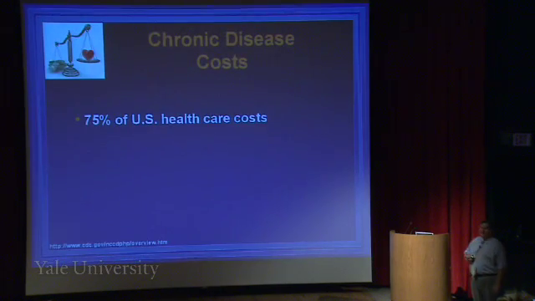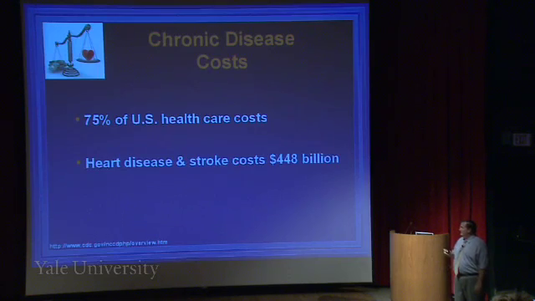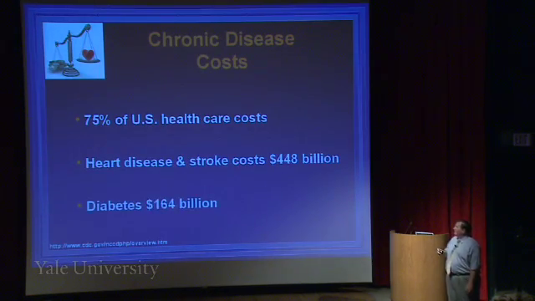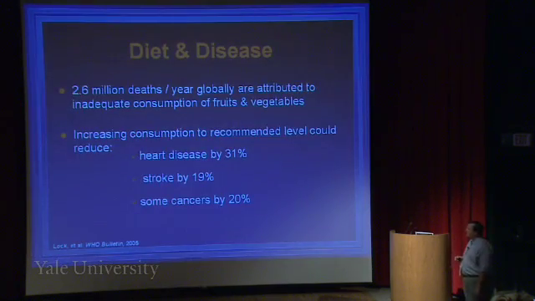I don't get too much into healthcare costs, but these numbers are really pretty impressive. 75% of healthcare costs come from chronic diseases. Heart disease and stroke alone cost $448 billion, and diabetes $164 billion. So these are significant players in the national healthcare scheme.